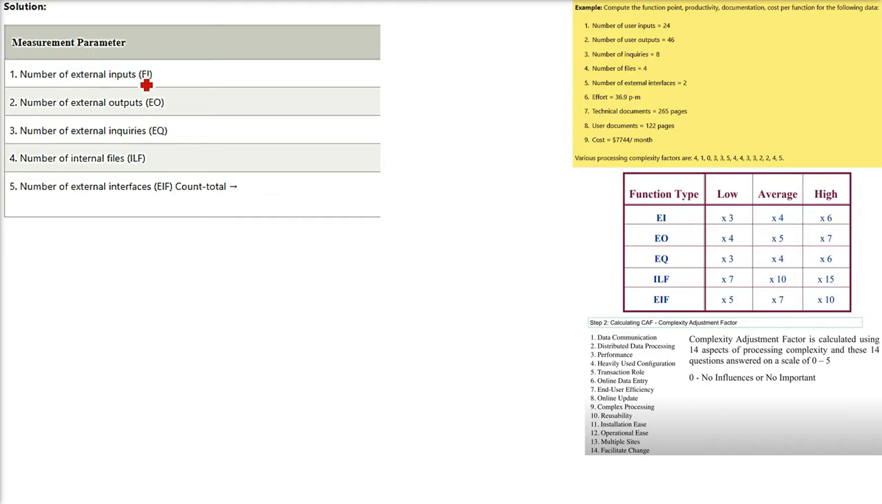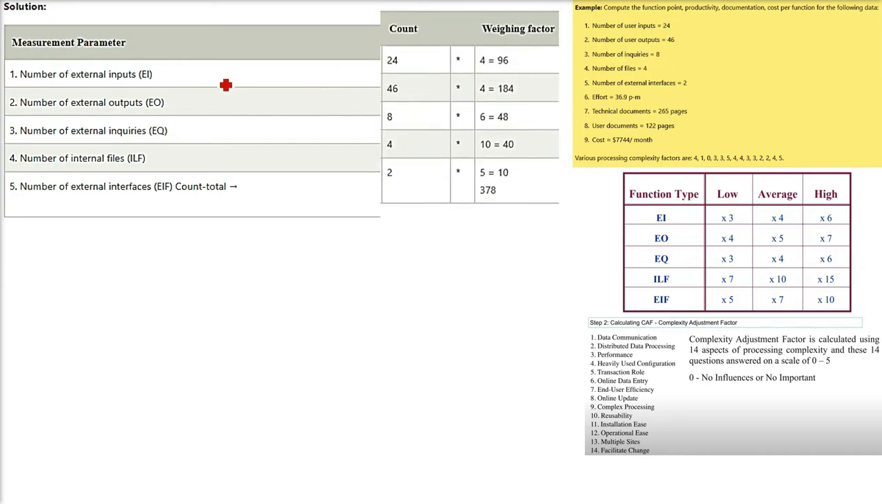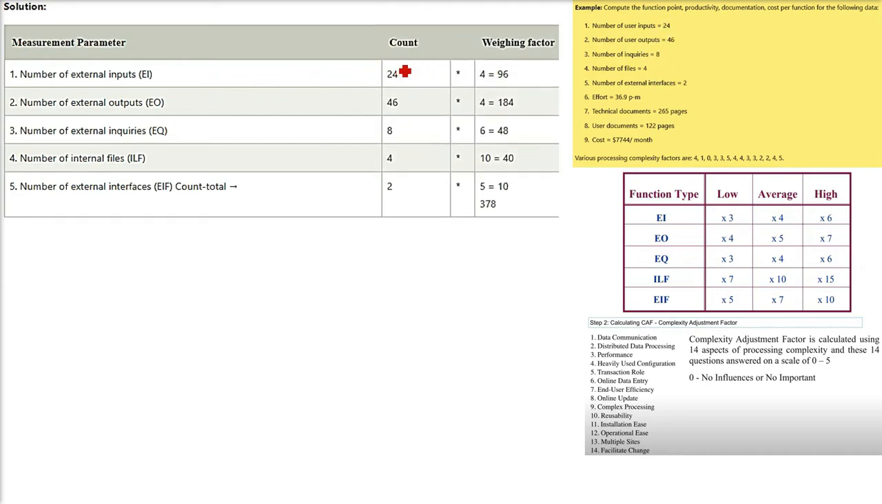So the number of external inputs, EI, is, because user input is external input, 24. What is the number of external outputs, which is the user output? We are going to put 46 here. Number of external inquiries, which is the number of inquiries, we are going to put 8. Number of internal files, which is the number of files, is going to be 4. Number of external interfaces will be 2.